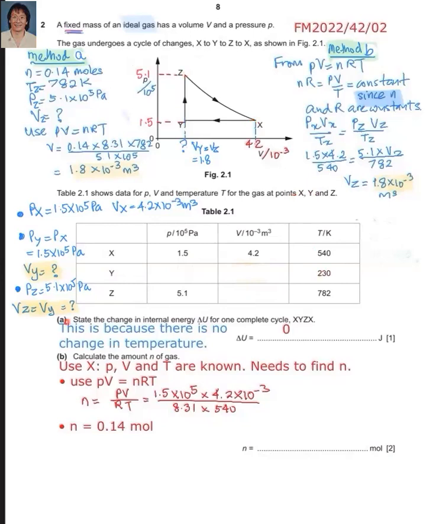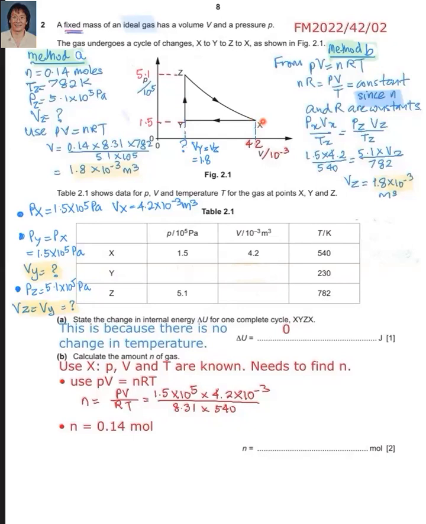Then in part A, state the change in internal energy delta U for one complete cycle X, Y, Z, and X. To do this question, we need to know that when the gas makes one complete cycle, in this case, X to Y, then to Z, then back to X, the change in internal energy is 0. This is because we start from X and return to X. There's no change in temperature when the gas returns to X.